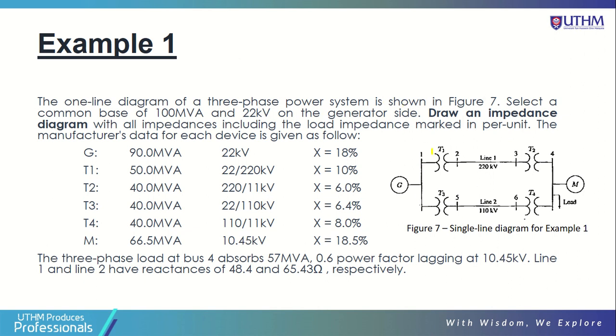We have a one line three-phase power system. Select a common base. Let's say 100 megavolt ampere. This is S base, and V base on the generator side equal to 22 kilovolt. This is the base value, the common base of the system. So you have to understand this is a common base.